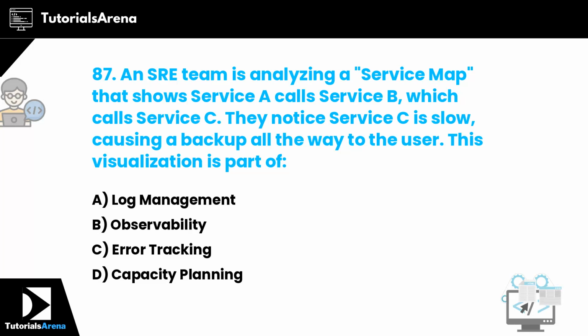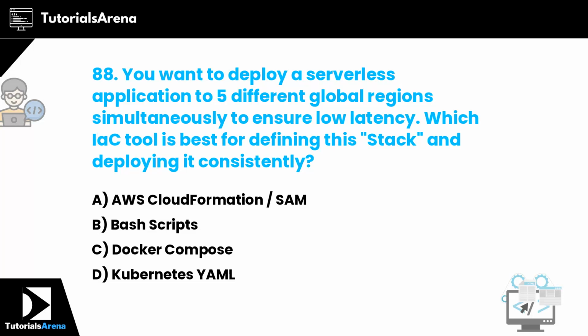87. An SRE team is analyzing a service map that shows service A calls service B, which calls service C. They notice service C is slow, causing a backup all the way to the user. This visualization is part of. Answer is B, observability. 88. You want to deploy a serverless application to 5 different global regions simultaneously to ensure low latency. Which IaC tool is best for defining this stack and deploying it consistently? Answer is A, AWS CloudFormation/SAM.